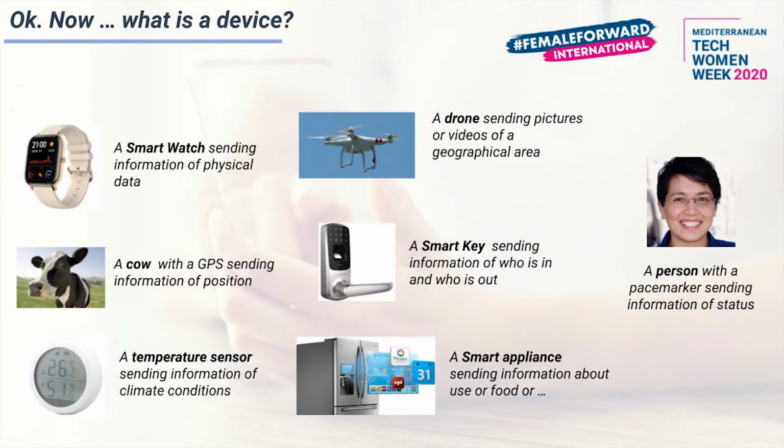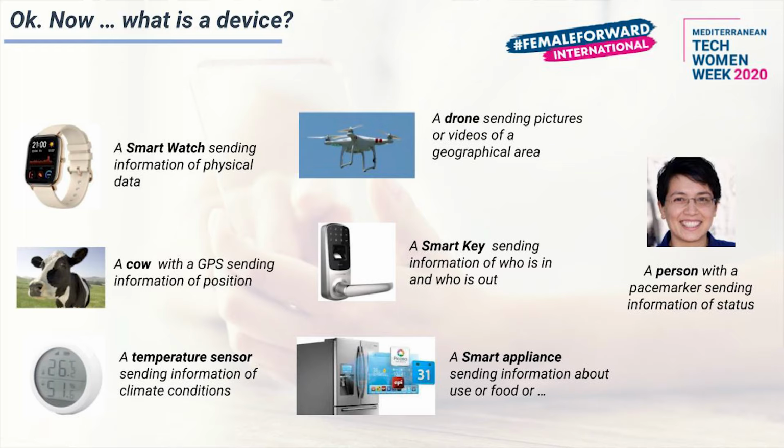Something very important. Any animal can be a device. If you put a GPS sensor in a cow or in a dog, for example, or in a baggage, you have a device because you have an animal, a cow, that is sending information to us about position, movements, even health information about him. Even a person can be a device. Imagine a person with a pacemaker. The pacemaker is sending us information about frequency, health situation, etc. So a person can be converted into a device if we put in him or her the systems in order to send us some kind of information.